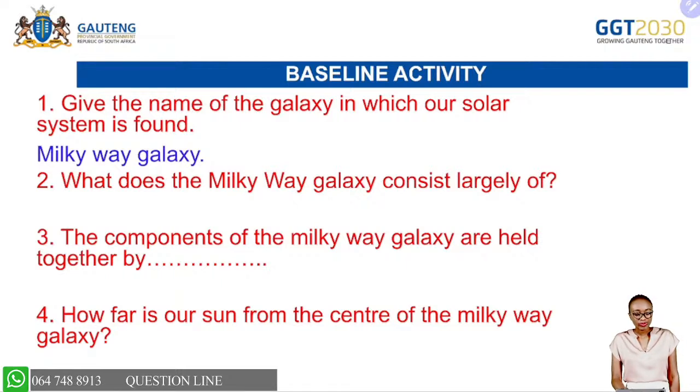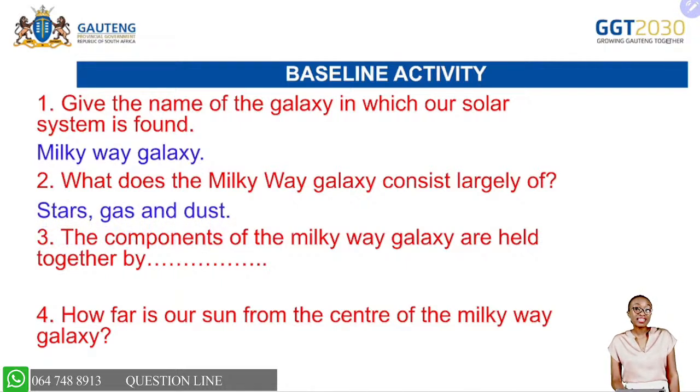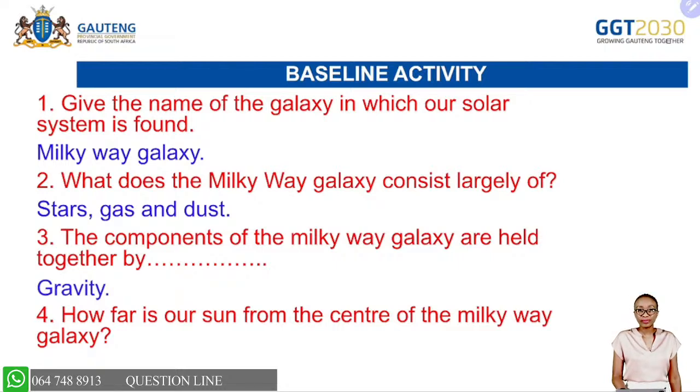Number 2. What does the Milky Way galaxy consist largely of? It consists largely of stars, gas, and dust. And then the components of the Milky Way galaxy are held together by blank. So you are supposed to fill in the blank. They are held together by gravity. The components of the Milky Way galaxy are held together by gravity.